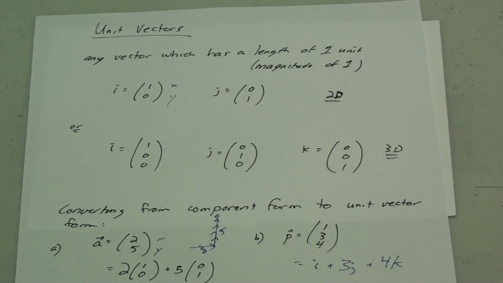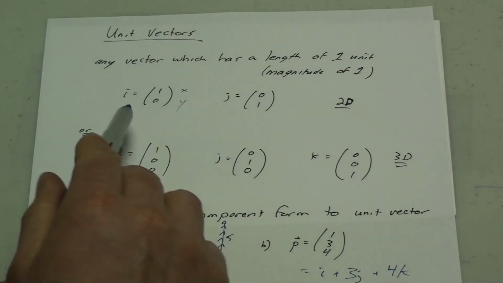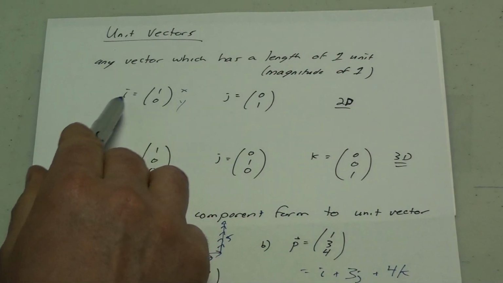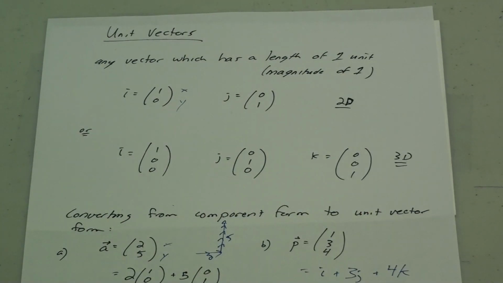Okay, so a short little lesson on what a unit vector is. It's any vector that has a magnitude of 1. You have your common unit vectors for 2 dimensions, which are i and j, and then you have i, j, and k for 3 dimensions. Okay, thank you very much.